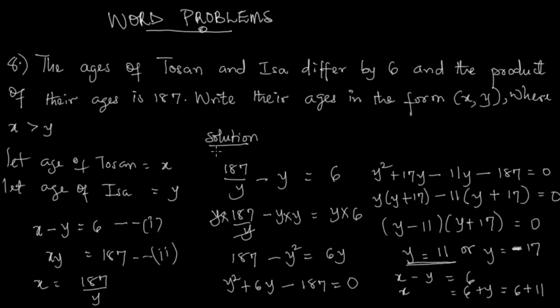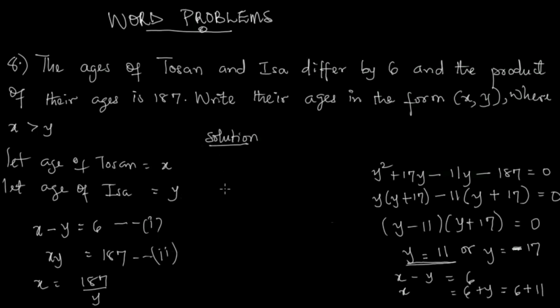Let me just clear out this part. So we could say x equals 17. Alright, 6 plus 11 is 17. Therefore, the age of Tosan is 17 and the age of Isa is 11. Writing it in this form, we have 17, 11, and this is our answer to the question.